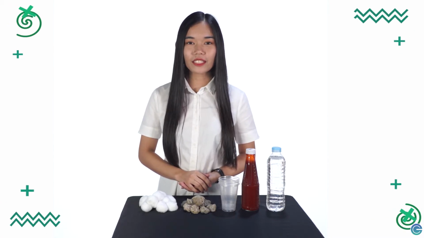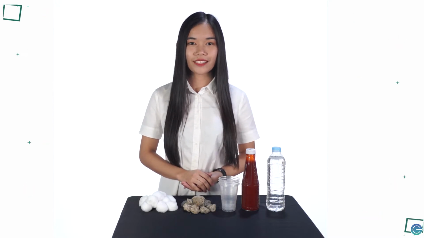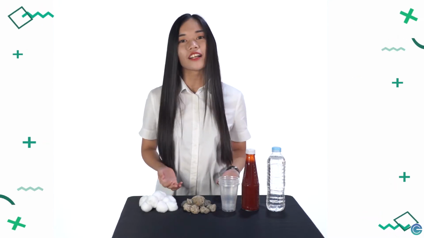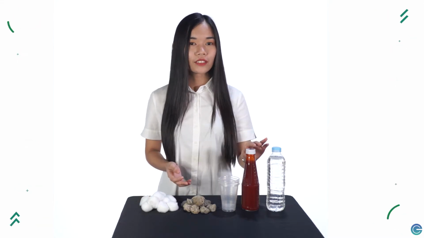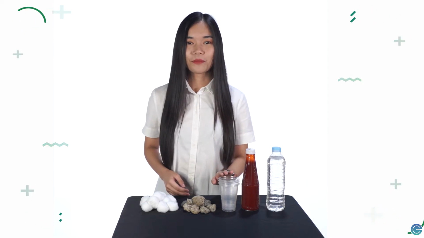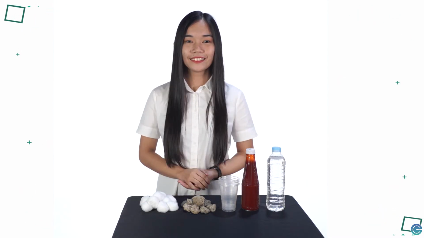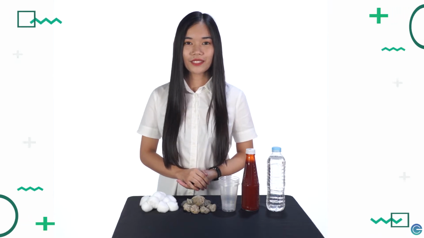In this activity, you will now explore the different characteristics of objects. I have here some materials like cotton balls, stones, a bottle of ketchup, a bottle of water, and plastic cups. Look closely at the materials. Identify their shapes.